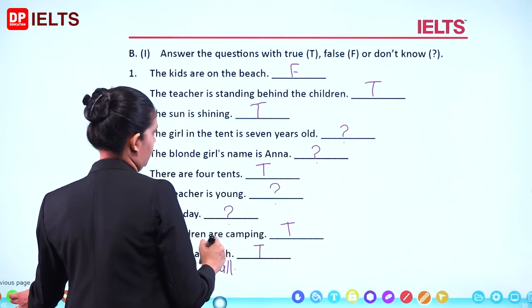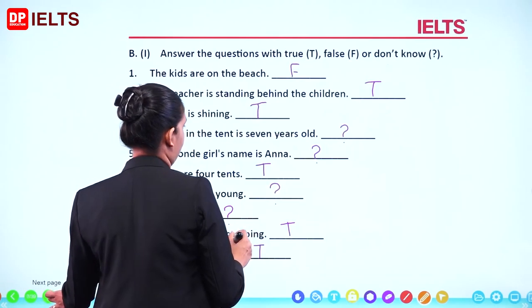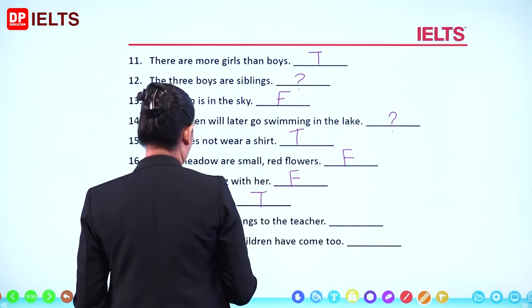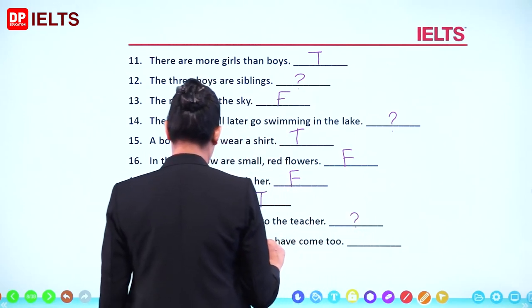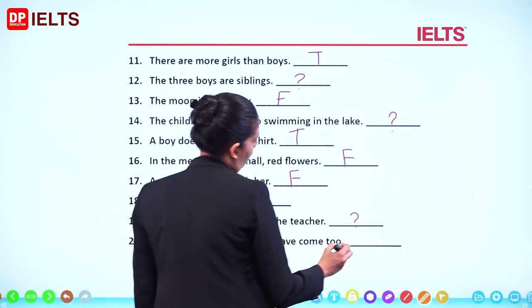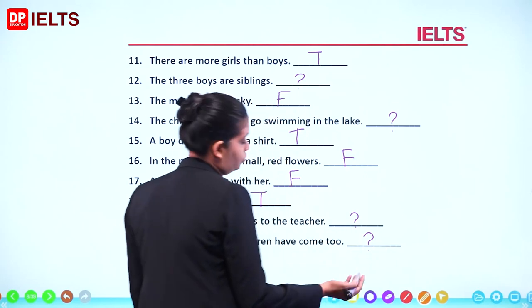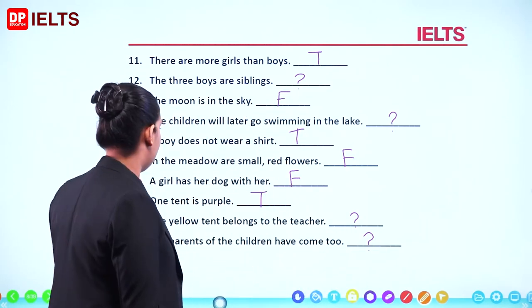One tent is purple. True. The yellow tent belongs to the teacher. I don't know. The parents of the children have come. So I don't know. Right?